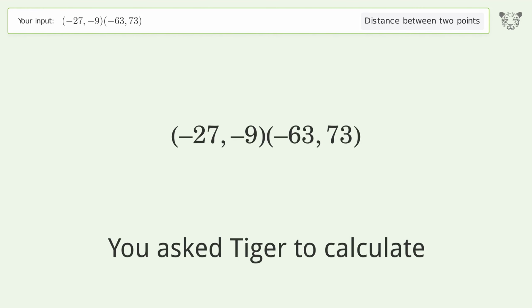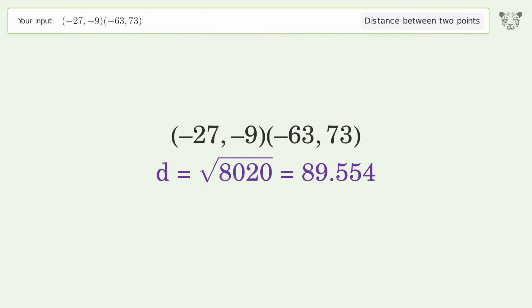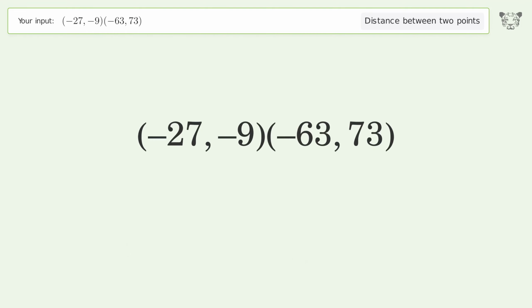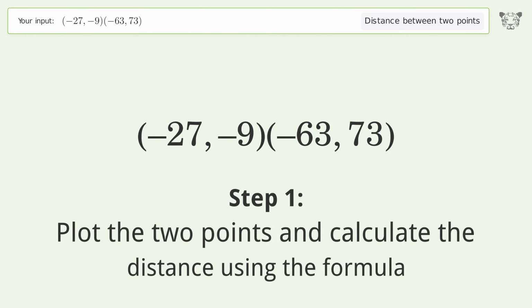You ask Tiger to calculate. This deals with the distance between 2 points. The distance between the 2 points is the square root of 8,020 or 89.554. Let's solve it step by step. Plot the 2 points and calculate the distance using the formula.